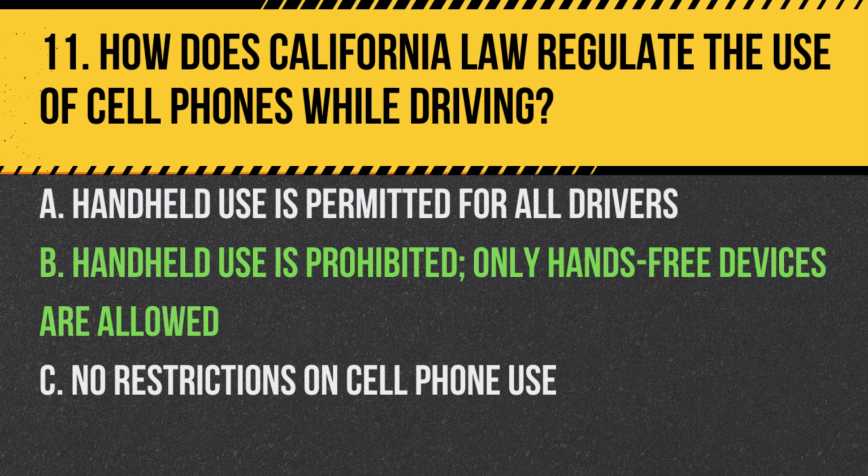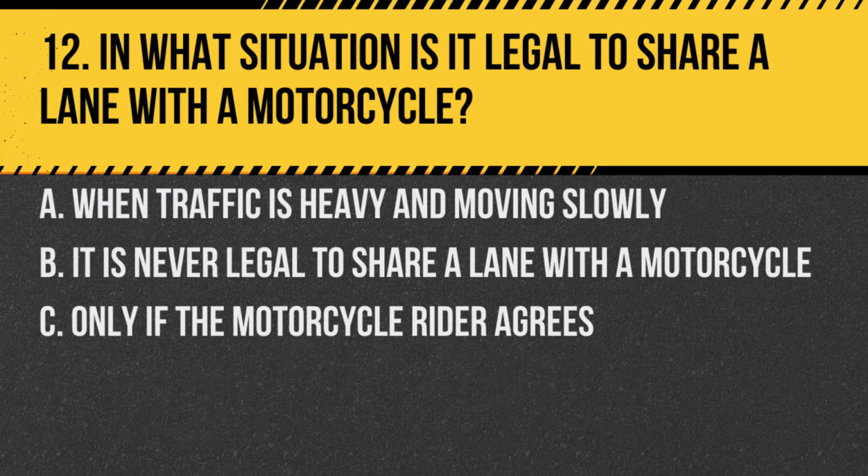Question 12. In what situation is it legal to share a lane with a motorcycle? A. When traffic is heavy and moving slowly. B. It is never legal to share a lane with a motorcycle. C. Only if the motorcycle rider agrees. Answer: B.